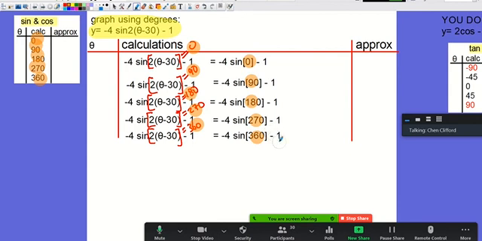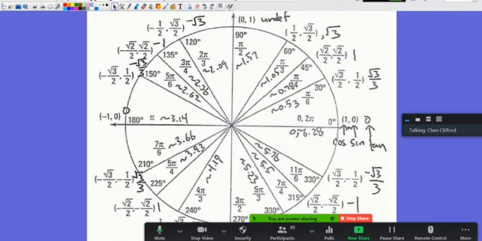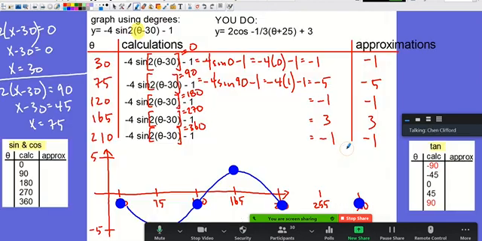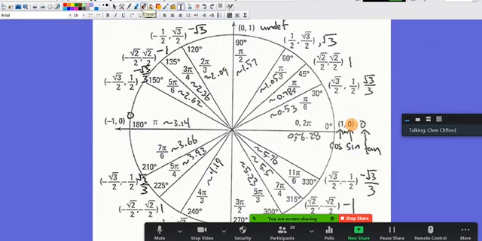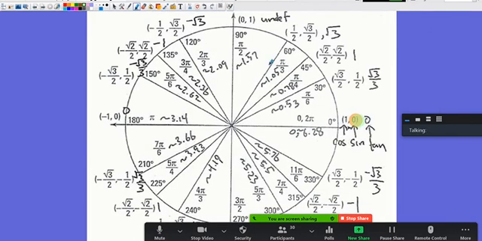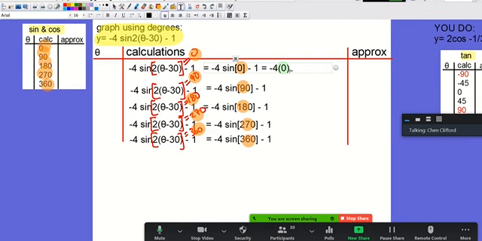Okay, now, what is sine of 0? That's where you look it up in your unit circle. Our unit circle says that sine of 0 is 0. So watch this. I am now going to get -4 times 0. And I'm actually going to change this highlight on the other slide right here to green. Boom. It's going to be green. And green. And -1.